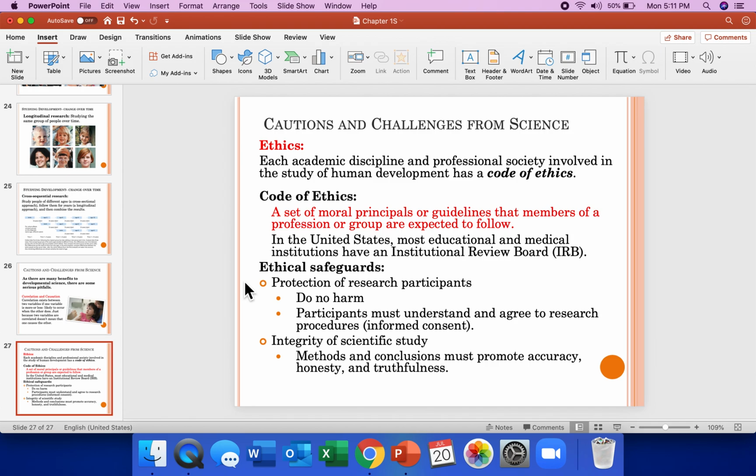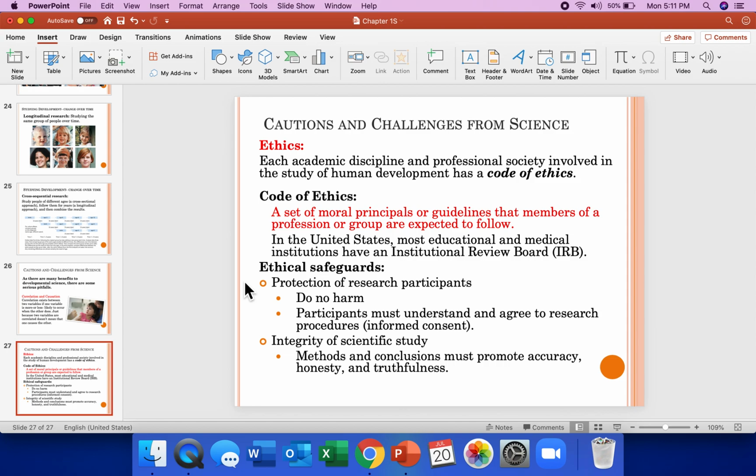The first and most important is that we will never harm those subjects. So do no harm to the subject, and the subject has the right to be informed and have the ability to stop or opt out at any time during the period of the experiment.